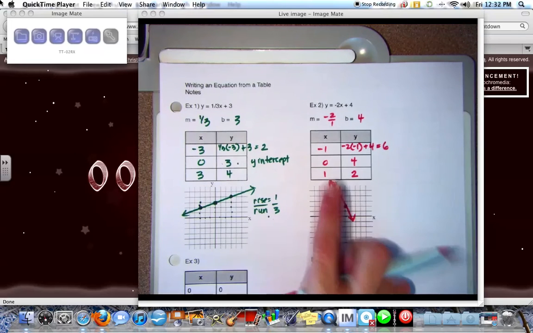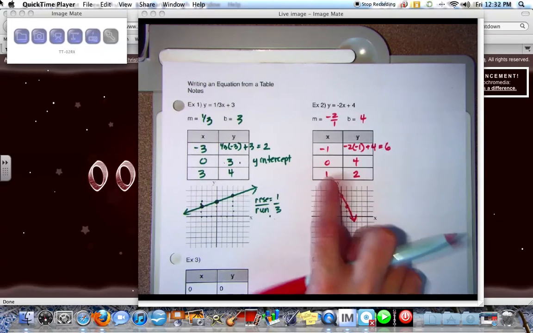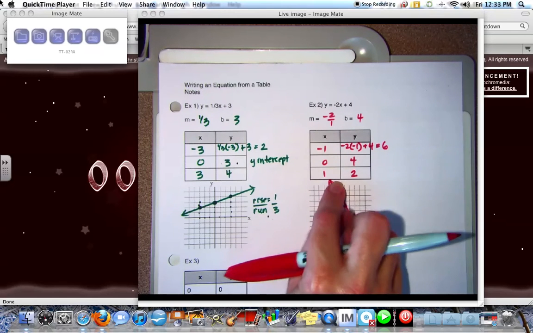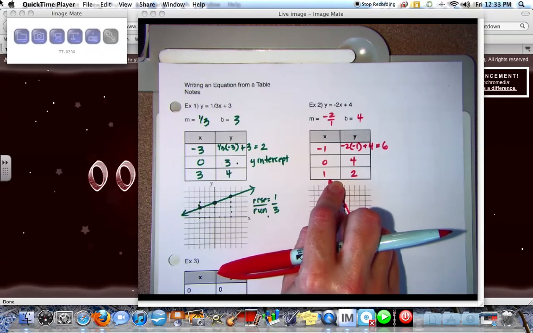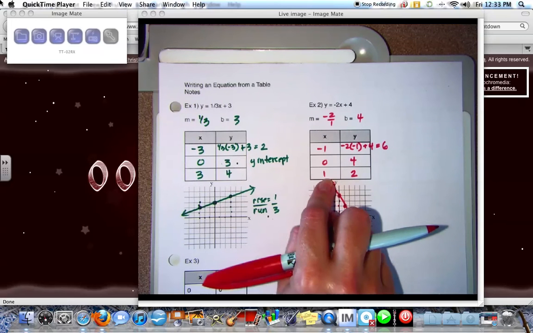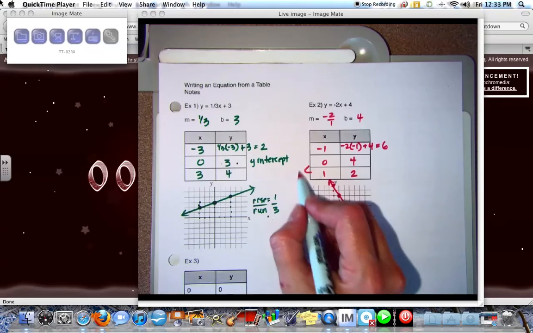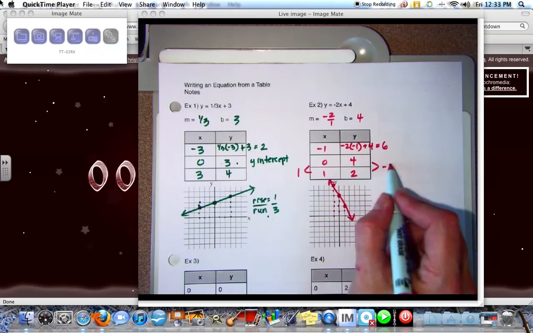All right, look at your x and y values. Do we have a pattern occurring in the x column? You're adding 1. What's happening in the y column? Decreasing by 2. So this is increasing by 1. This is decreasing by 2.